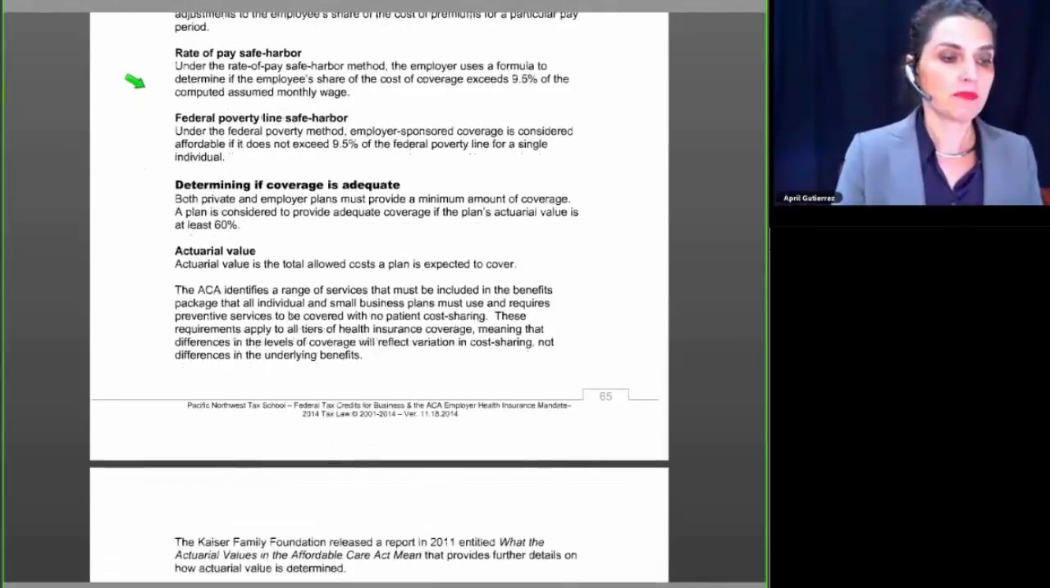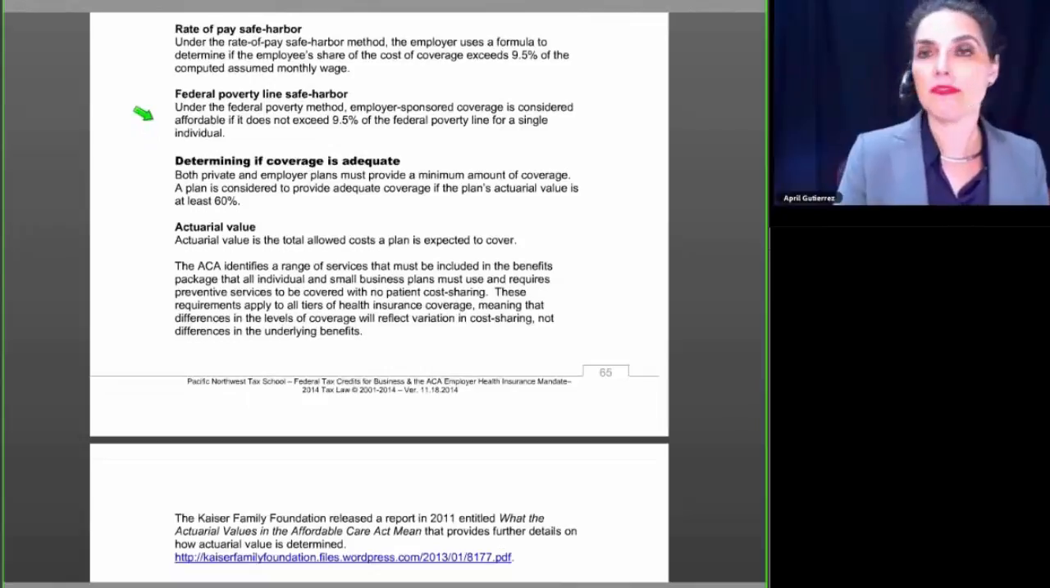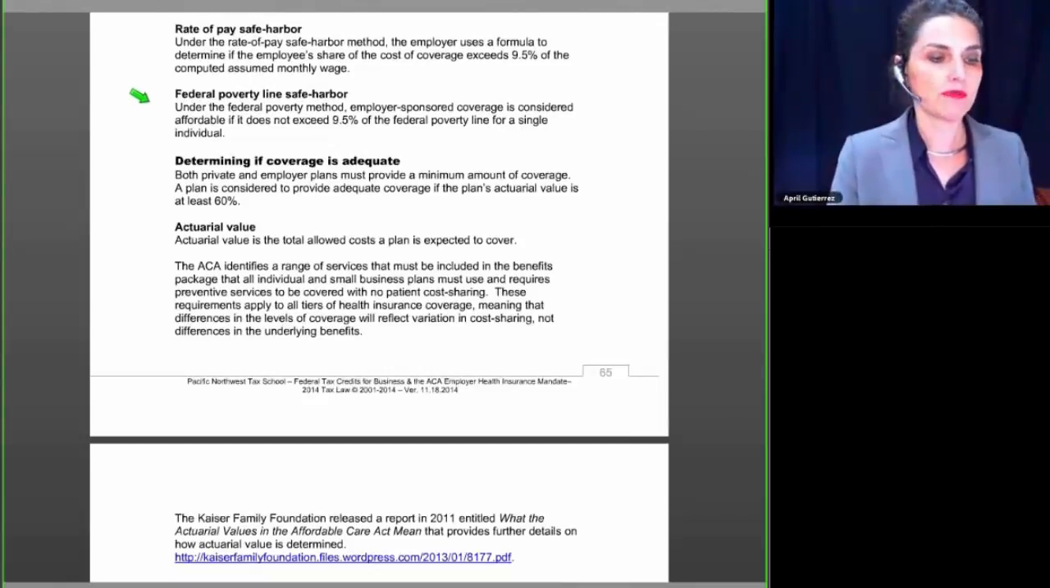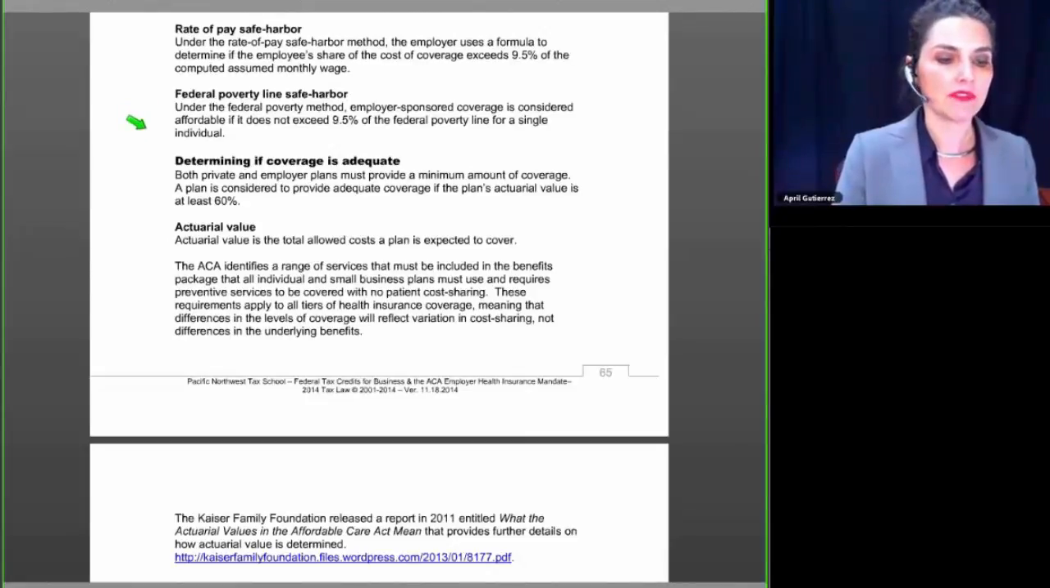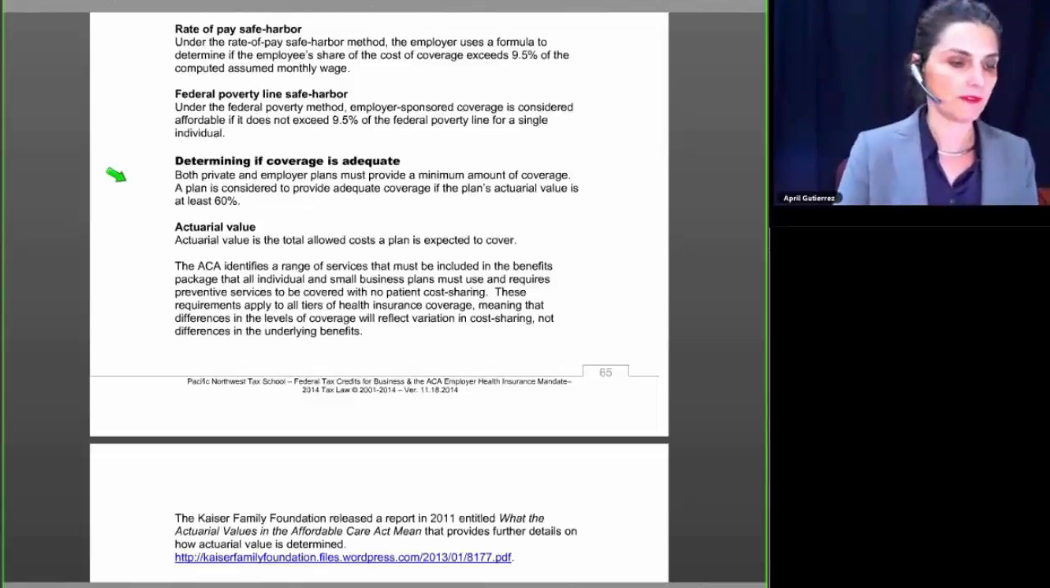Then there is the Rate of Pay Safe Harbor. Under the Rate of Pay Safe Harbor method, the employer uses a formula to determine if the employee's share of the cost of coverage exceeds 9.5% of the computed assumed monthly wage. And then there is the Federal Poverty Line Safe Harbor. Under the Federal Poverty Method, an employer-sponsored coverage is considered affordable if it does not exceed 9.5% of the federal poverty line for a single individual. And there's a table for the federal poverty line in a variety of different places. I didn't put it in the manual here.